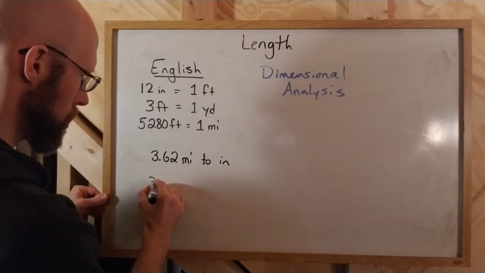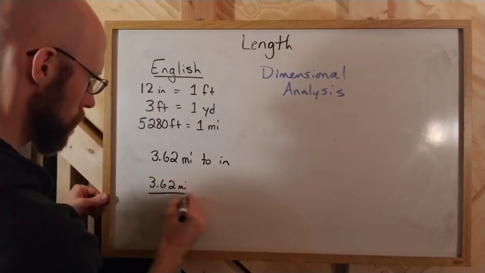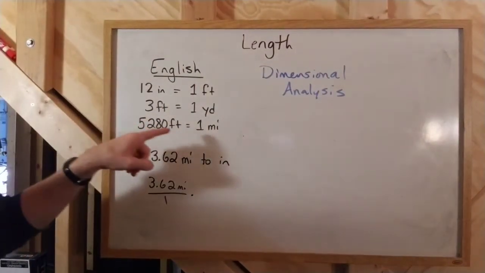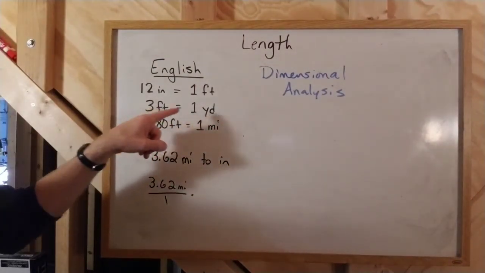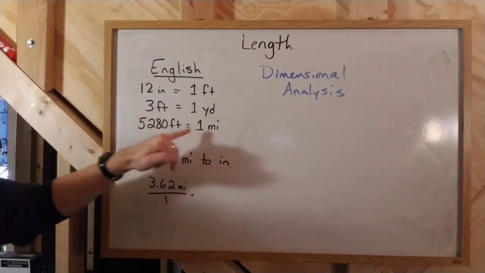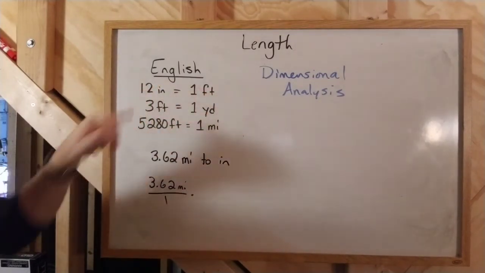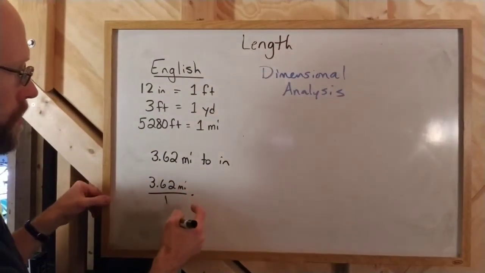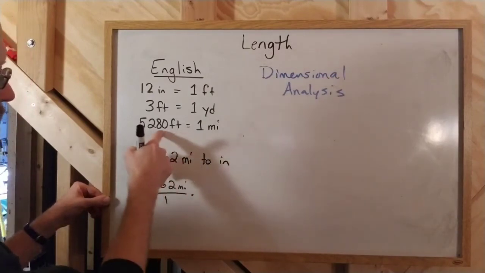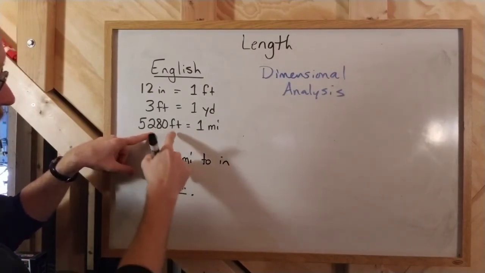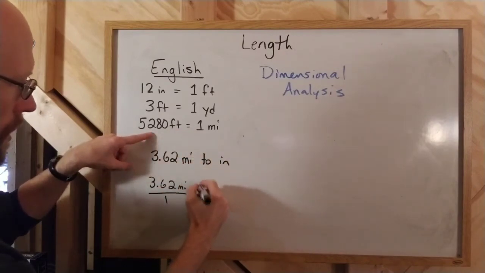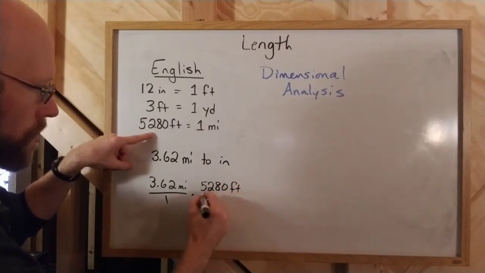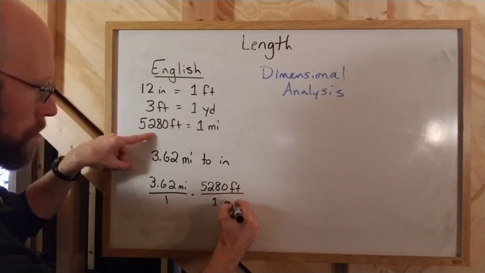So we start with 3.62 miles over 1. That's our starting fraction. Then I've got to convert, but I don't have a miles to inch direct conversion. So what I'm going to have to do is convert miles to feet and then feet to inches, if that makes sense. So I've got to do a double conversion here. So I want miles to feet. We've got to have this sort of middleman with the feet, and we want the miles on the bottom. So we're going to do the 5280 feet over 1 mile.